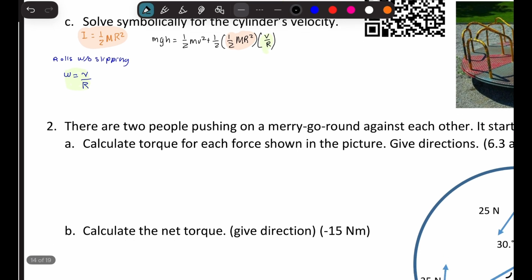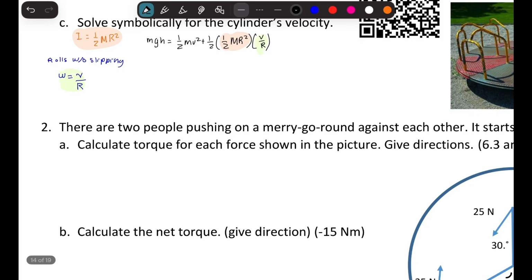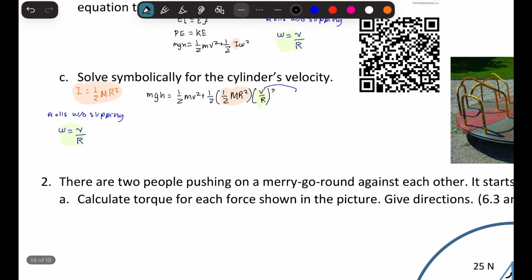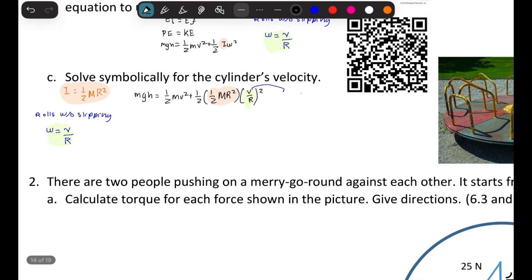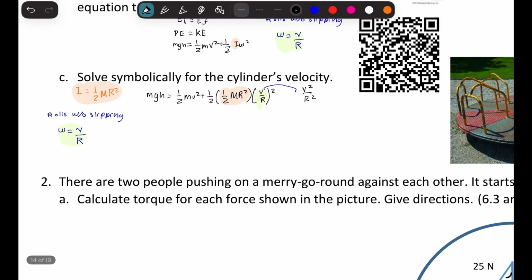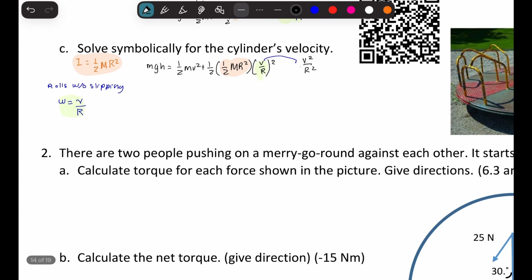Now you can simplify the rotational term. This is actually squared, so v over r becomes v squared over r squared. We can sub that back in, and if you multiply these, we'll just rewrite the whole thing: mv squared plus 1/2 times v squared.